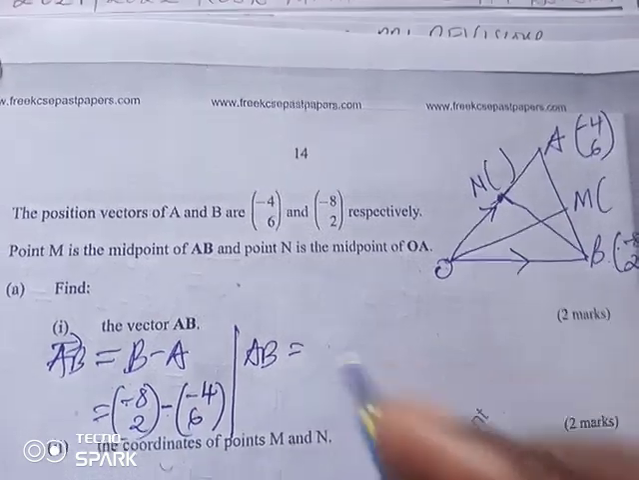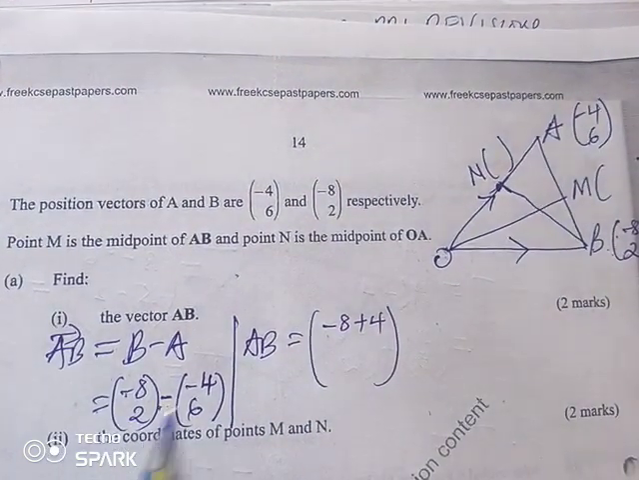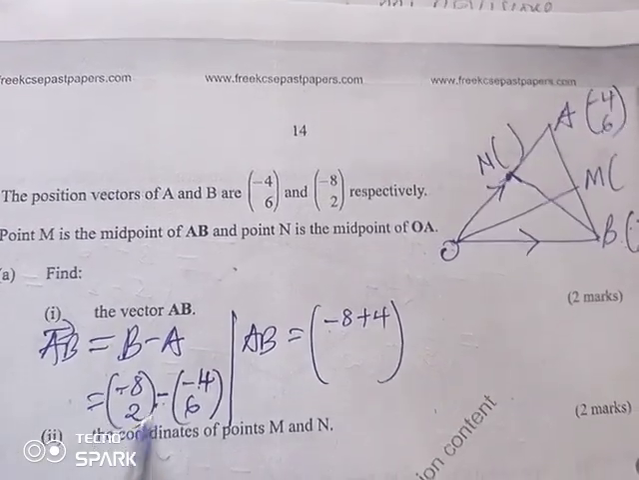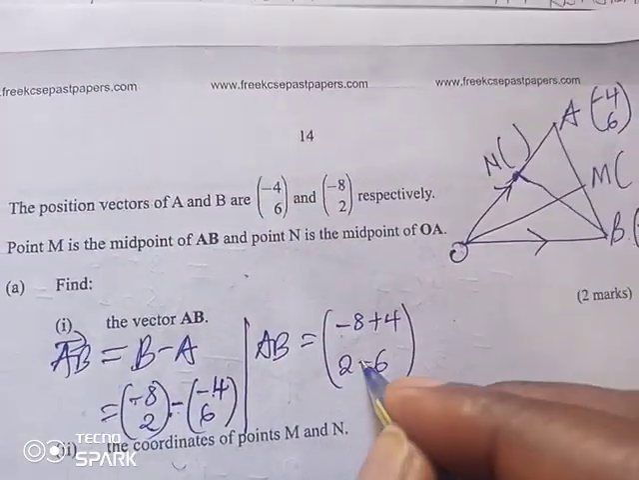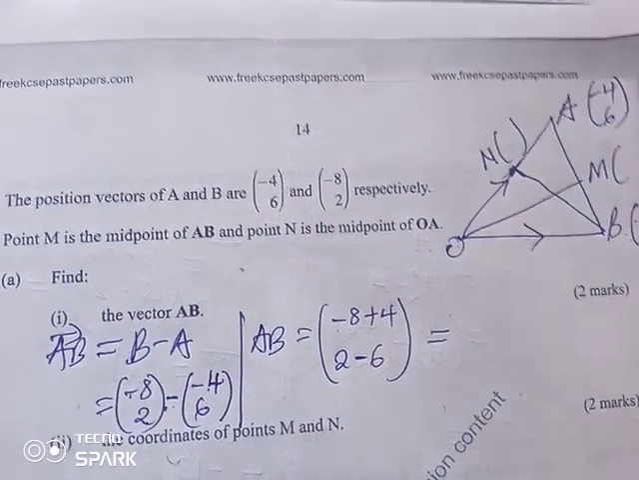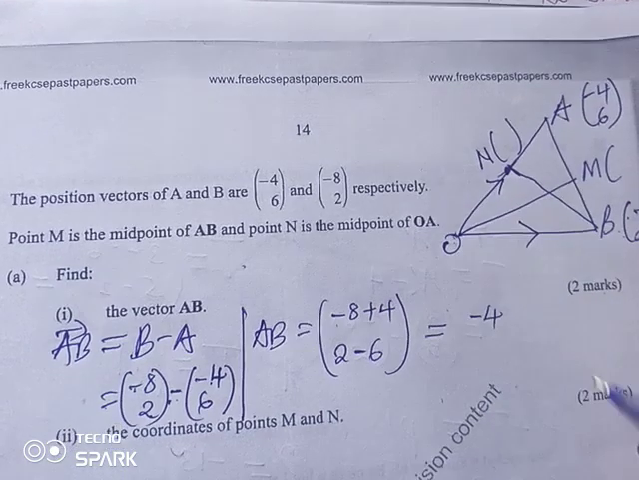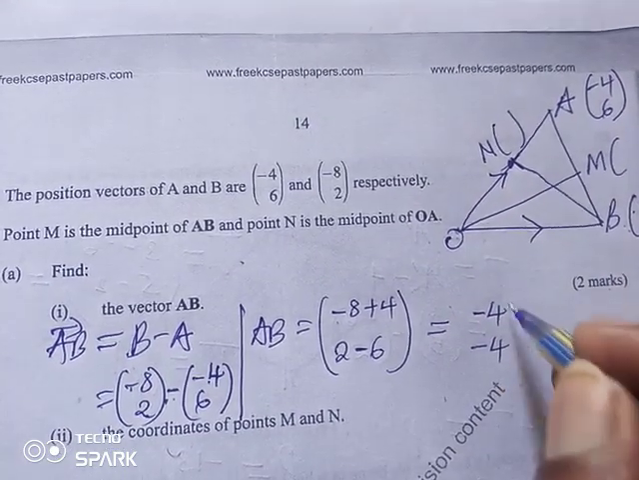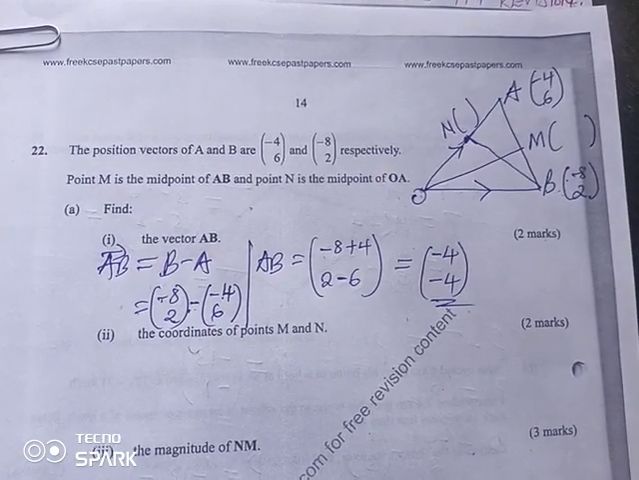-8 minus minus is -8 plus 4. Minus minus is a plus, guys. 2 minus 6, of course, we know is -4. So finally, the vector AB becomes (-4, -4). So that is the vector AB.